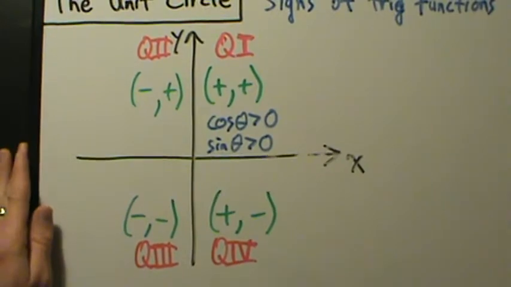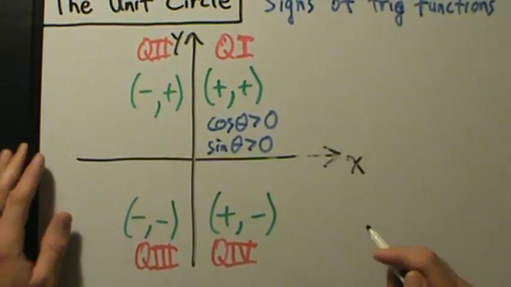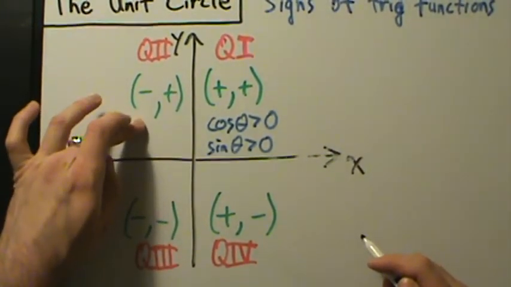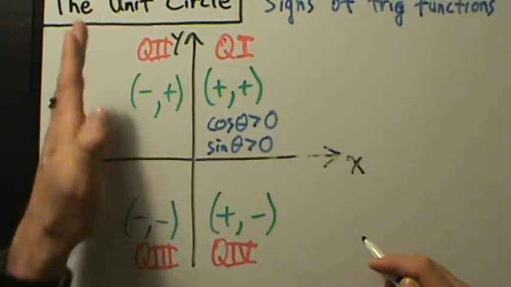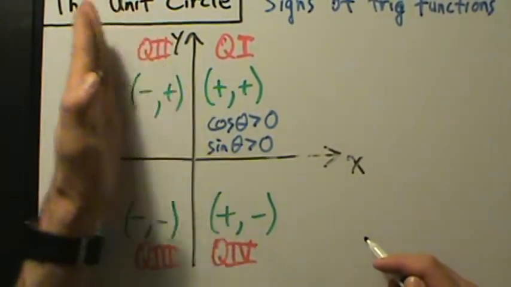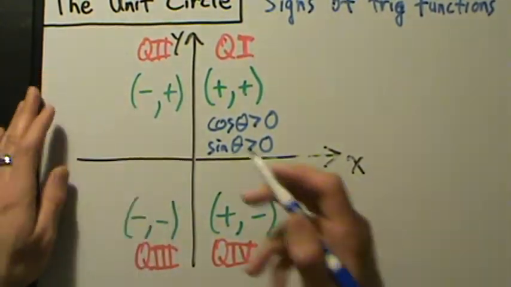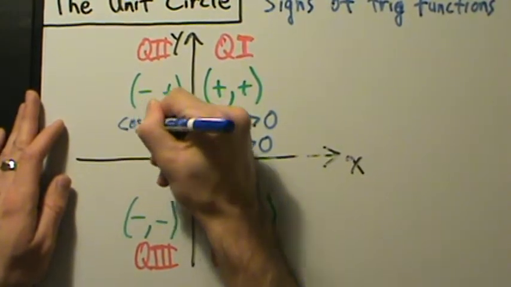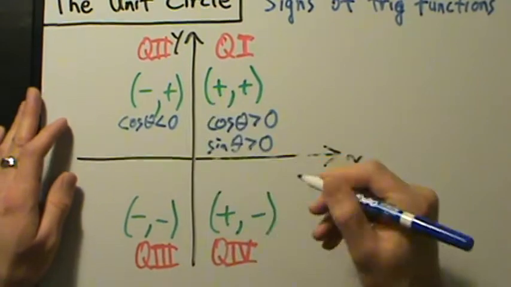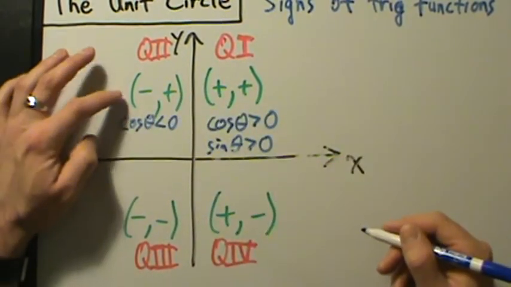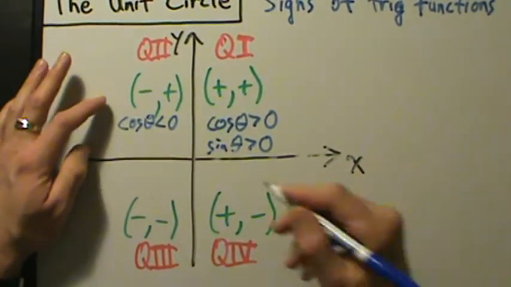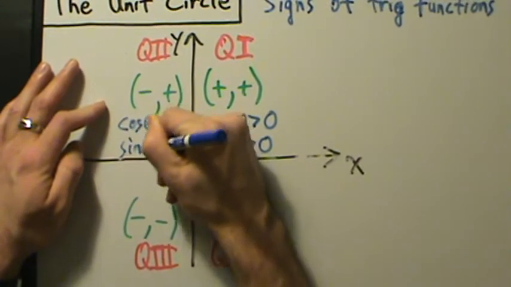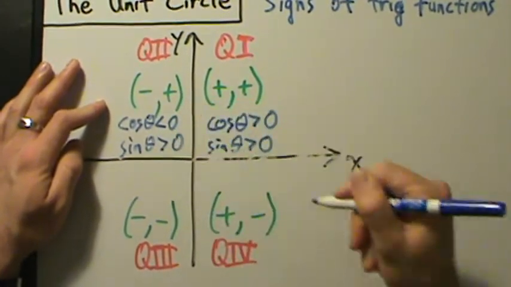Okay. What if we're in the second quadrant? Well, even though we're in the second quadrant, cosine of theta is still the x-coordinate. So no matter where we are in the second quadrant, the x-coordinate is negative. Therefore, cosine of theta must be negative, because remember, cosine of theta is the x-coordinate if the point is on the unit circle. Likewise, sine of theta is still the y-coordinate, so sine of theta is positive.